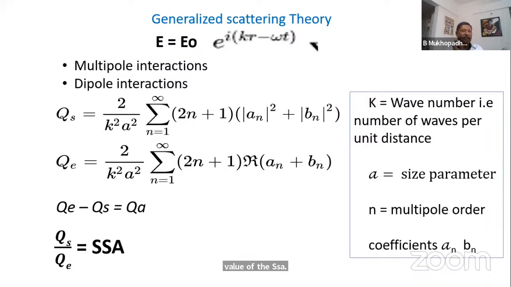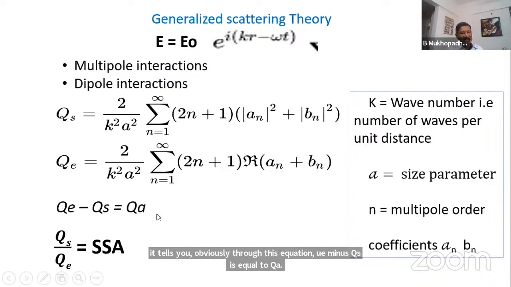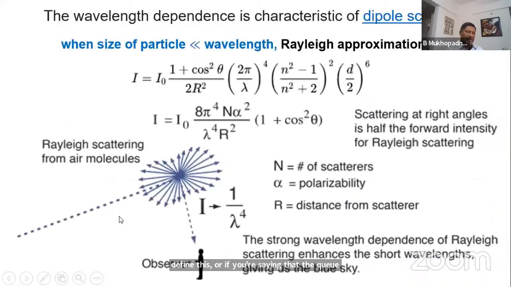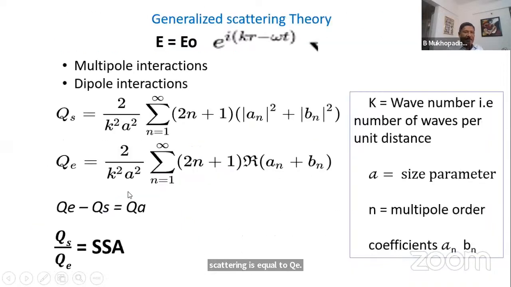SSA is the single scattering albedo. Now, it tells you, obviously, through this equation, QE minus QS is equal to QA. So if you divide this by QE on either side, you can define this. Or if you say that the Q scattering is equal to QE minus QA, you can use it in any form simultaneously with these two equations.